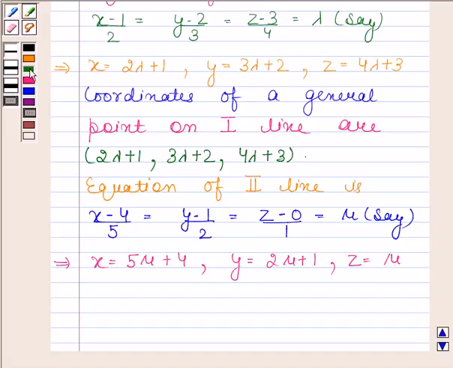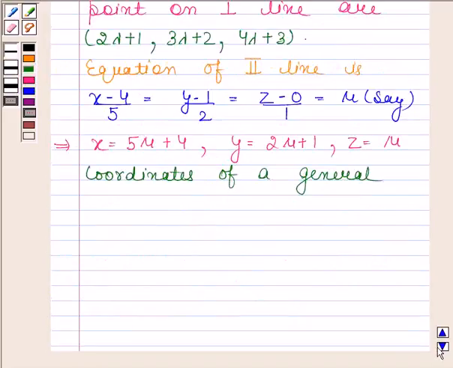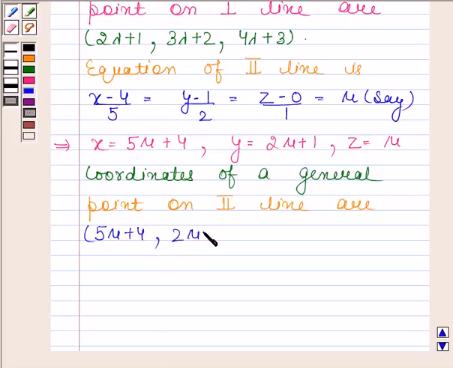So we can say that coordinates of a general point on second line are 5 mu plus 4, 2 mu plus 1, and mu.